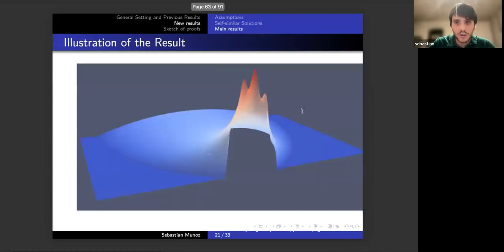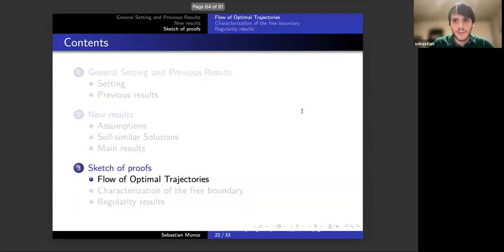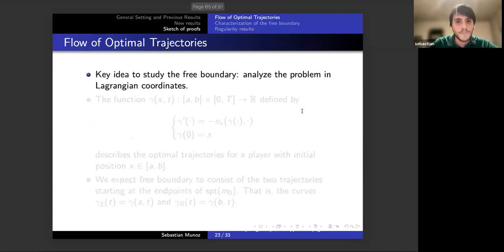Okay, so those are the main results. Maybe let me discuss a little bit about the proofs and the ideas. So one of the key ideas for proving these results is to analyze the problem in Lagrangian coordinates.